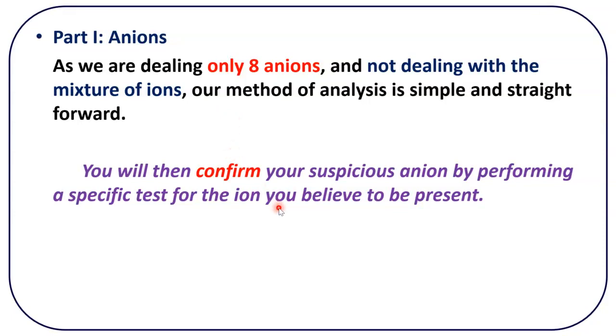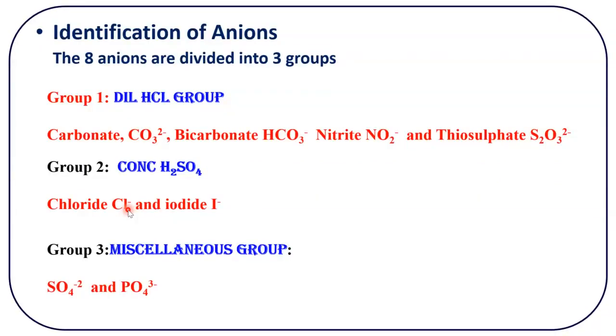So we will then confirm each anion with specific reactions by performing specific tests for the anion you have, in order to be sure that anion is what was expected before. We have classified the anions into 3 groups. The first is the dilute HCl group, which is the group reagent of the first one. It contains carbonate, bicarbonate, nitrite, and thiosulphate, S2O3 2-.